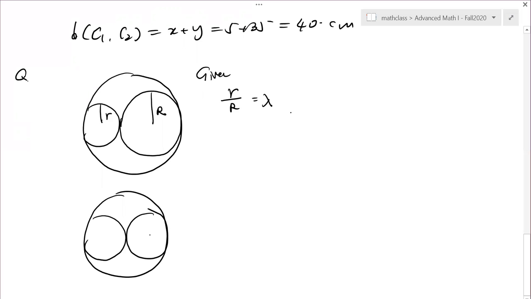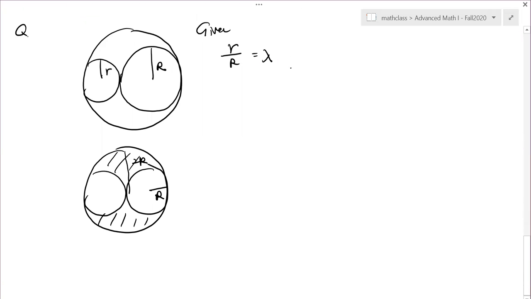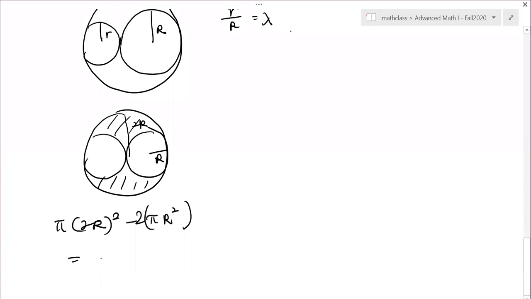So this is going to be R, right? So let's see what is the remaining part. The radius is going to be 2R. So pi times 2R squared is the whole circle, minus pi R squared, but you have to delete two. So the answer is 2 pi R squared.